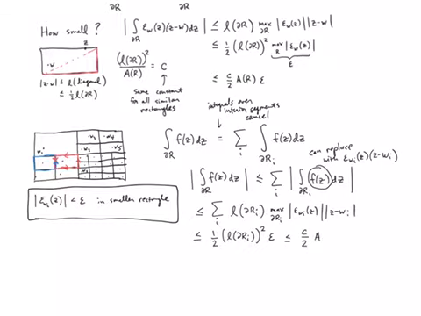Oh wait, I lost a sum over i. Sum over i of the area of R sub i, and then times epsilon. And the sum of all of the areas of the little rectangles is the area of the big rectangle, right? So this is c over 2 times the area of R itself times epsilon.